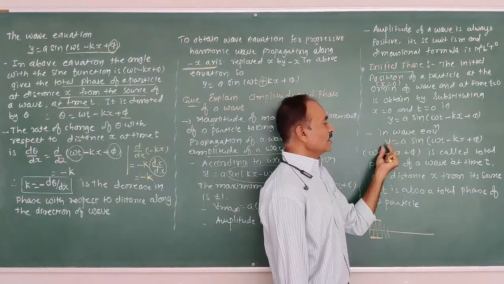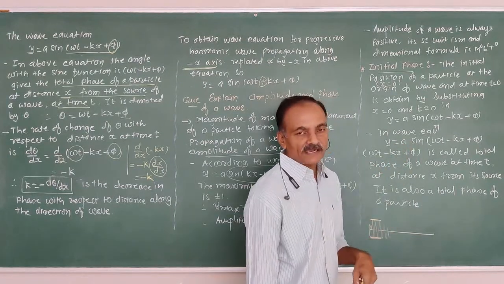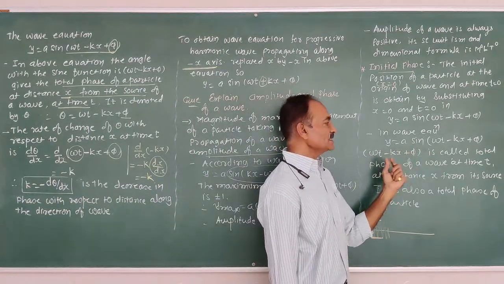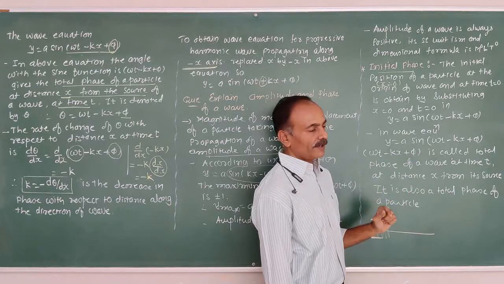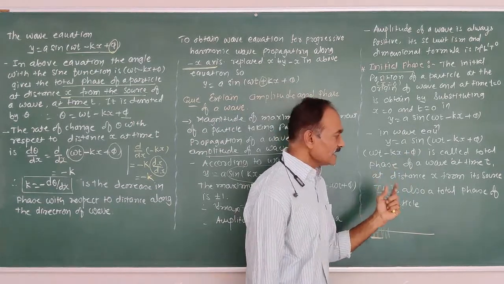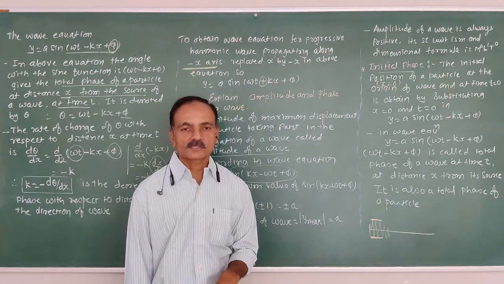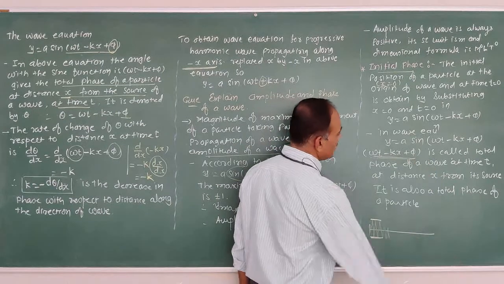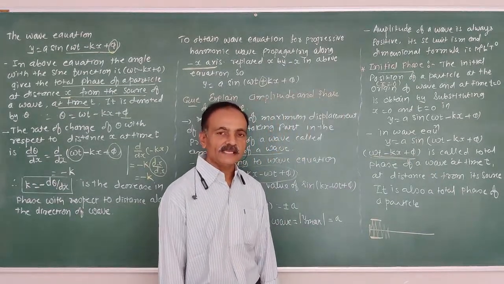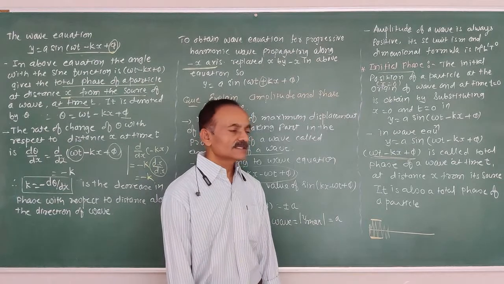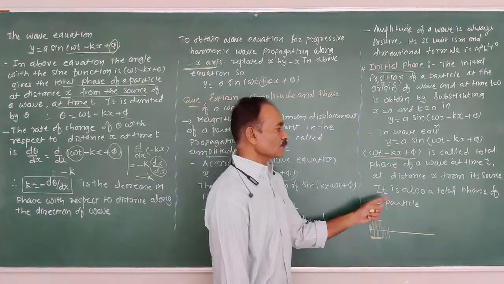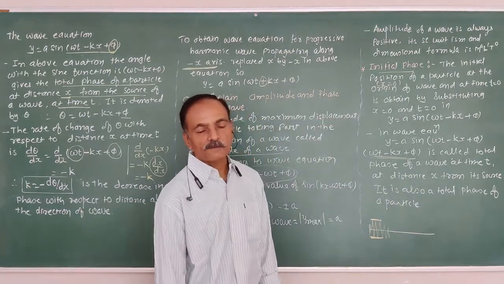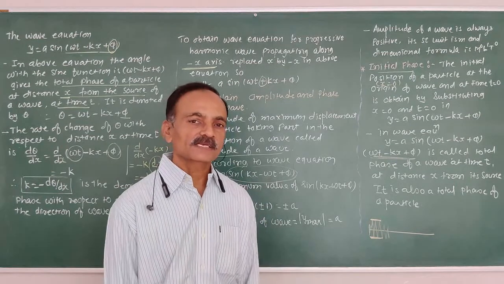Now, in the wave equation y is equal to a sin(omega t minus kx plus phi), omega t minus kx plus phi is known as the total phase of a wave at time t and at a distance x from its source. So, this term is the total phase of a wave, or the phase of a wave at time t and at position x from the source of the wave. It is also the total phase of a particle taking part in the propagation of a wave.